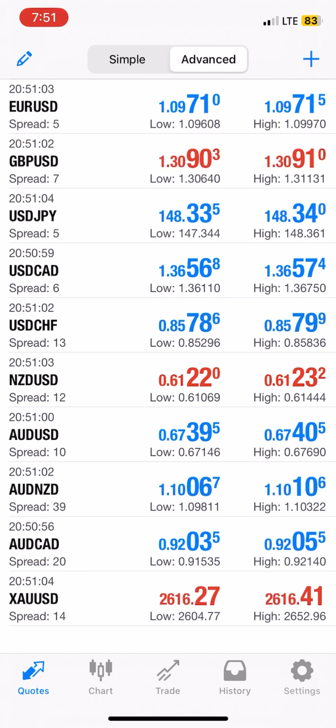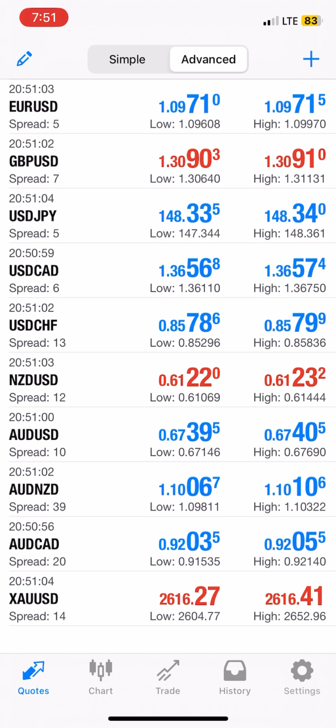Next up, we're going to have a quick look at lot sizes. A lot size refers to the standardized quantity of a trade, or the number of currency units you are currently buying or selling.